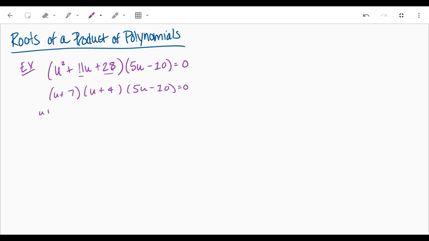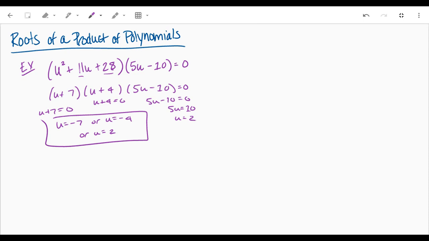So if u plus 7 is 0, u is negative 7. If u plus 4 is 0, u is negative 4. If 5u minus 10 is 0, then 5u would equal 10, and u would equal 2. So we got the 3 solutions there. And that's it. That's all you got to do. Okay, so we can do another one.